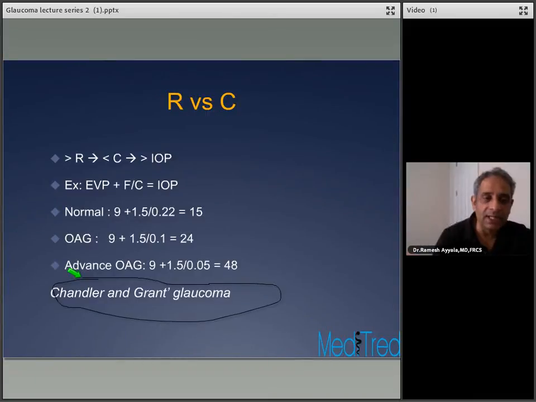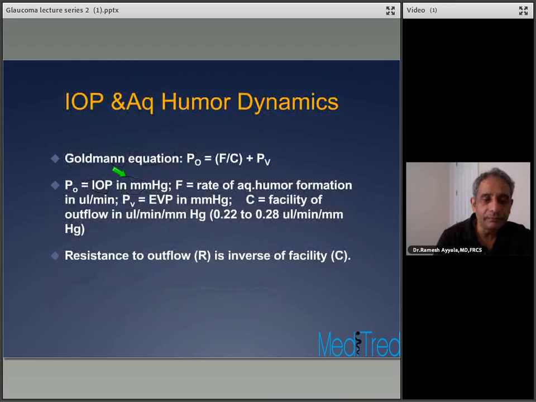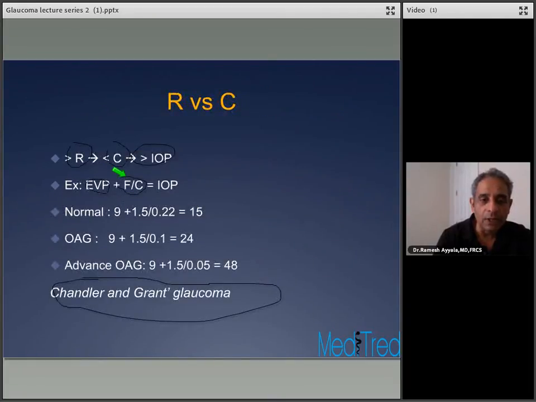You can see that when the resistance is elevated, the C decreases and leads to an increase in the intraocular pressure, and they go on to give you examples of how this can be calculated. The episcleral venous pressure, which is normally about 10 to 12 millimeters of mercury, plus F divided by C, going back here. F is the rate of aqueous humor formation, and C is the facility of outflow, will give you the intraocular pressure.